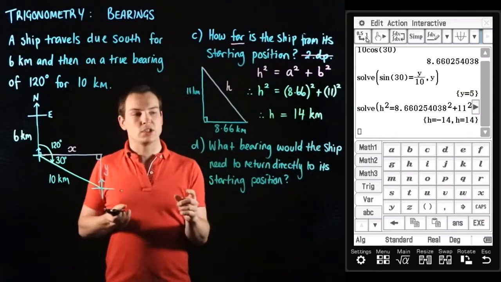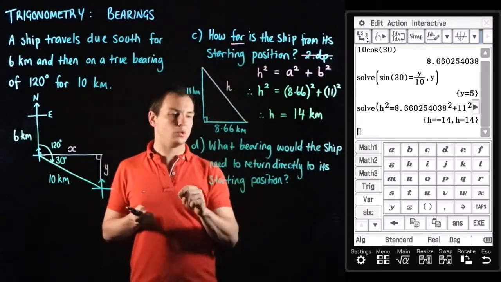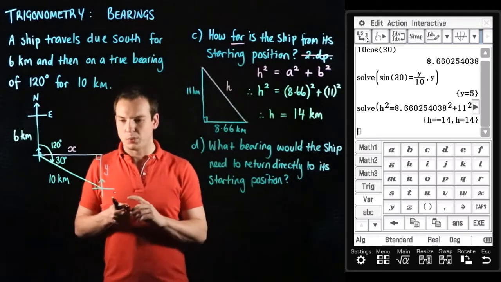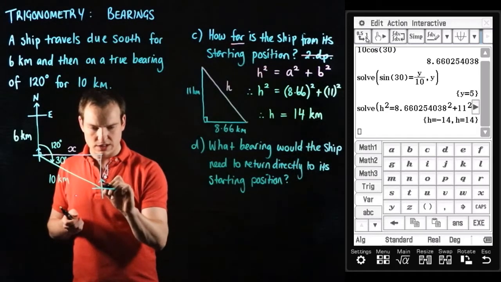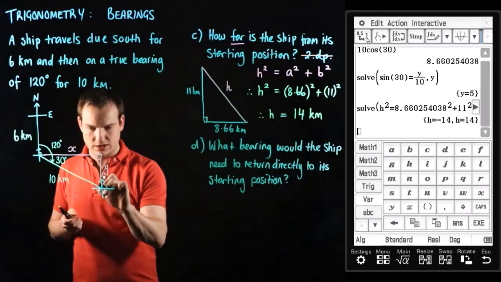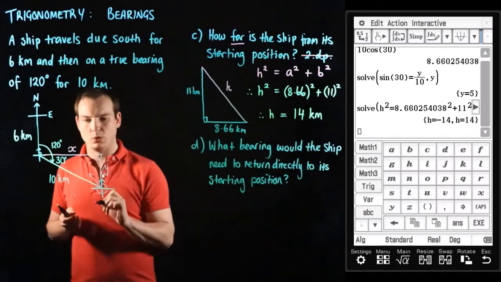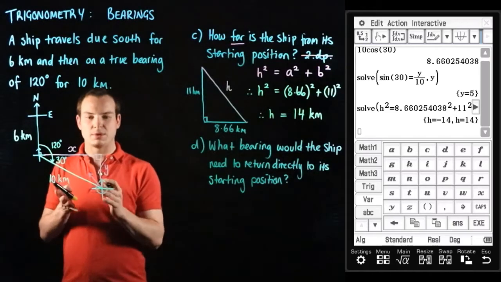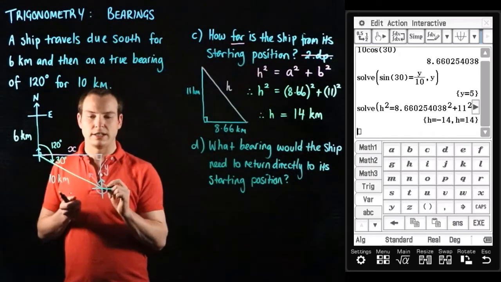And now the final question here asks, what bearing would the ship need to return directly to its starting position? So if we look back at this diagram we have up here, we want the bearing, which is the angle from true north, that it would need to travel so that when it heads in that direction, it would reach the starting position. So whatever that angle is, we need to find it.